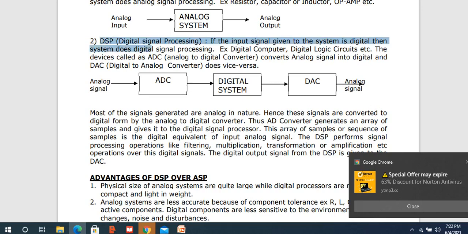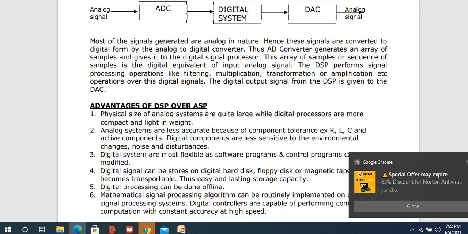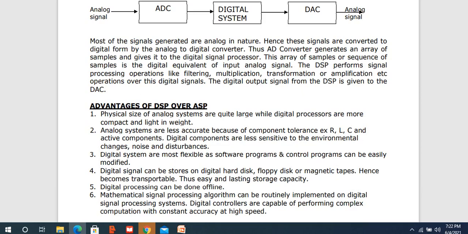They will definitely ask you in 5 marks to explain this DSP block diagram. If they ask theory, you can expect this kind of question. Most of the signals we generate are analog in nature. Hence, these signals are converted from analog to digital form, and again from digital to analog form, in order to be processed by the digital system. Clear?